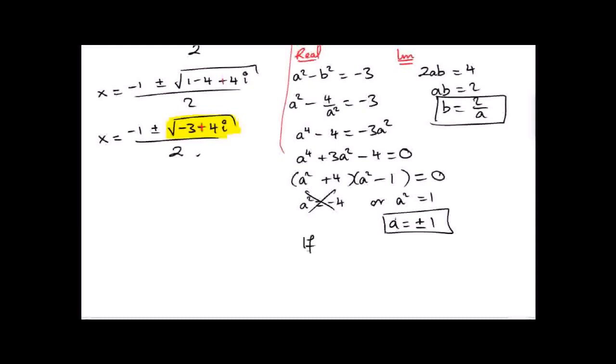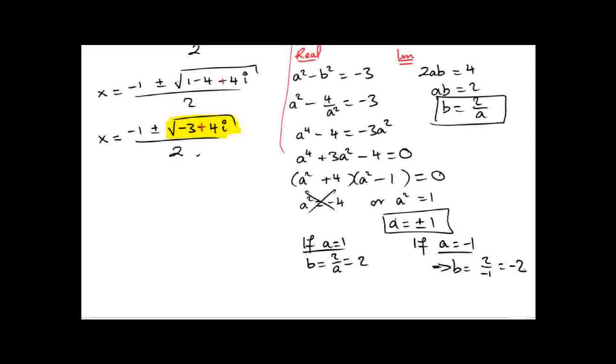So now I need to worry about b. If a equals 1, b equals 2 over a, which is 2. And if a equals minus 1, then b equals 2 over minus 1, which is minus 2. Is that all right? So b is 2 or b is minus 2.